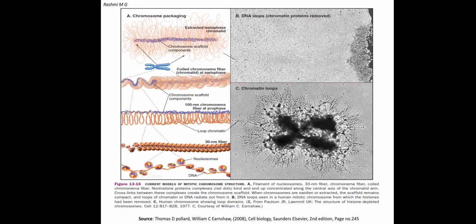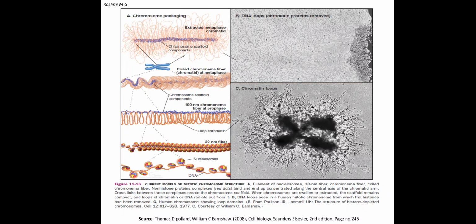and the coiled chromonema fiber, which is a chromatid at metaphase, becomes more compact to form a compact structure. Okay, the diameter you can see from 30 has increased to 100, and it can also extend up to 300 nanometer. So the 300 nanometer chromonema fibers are found in later stages. In prophase it is 100 nanometer chromonema fiber. Okay, and there is a loop of chromatin here, which has extended outwards.